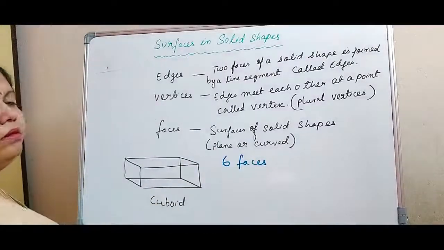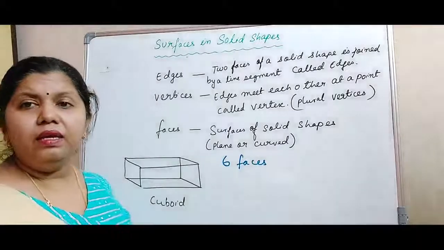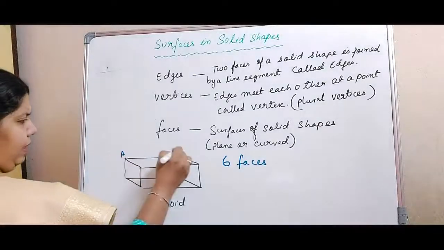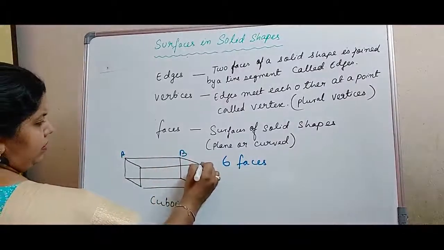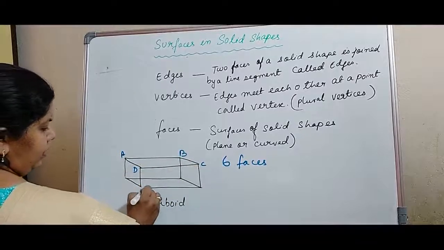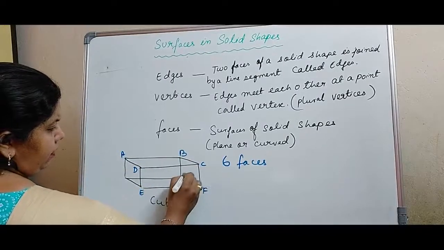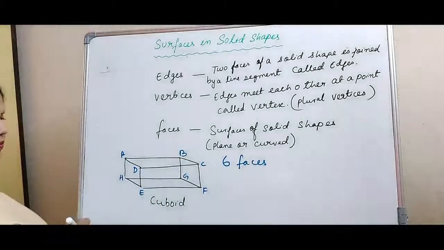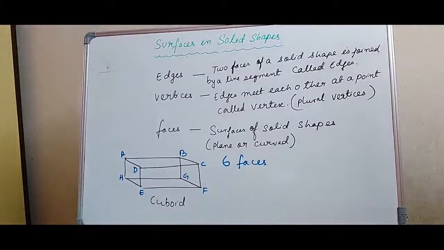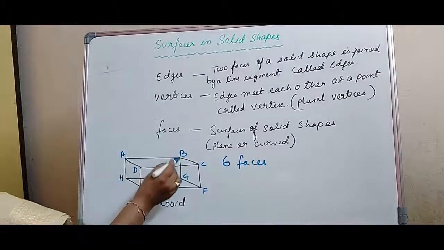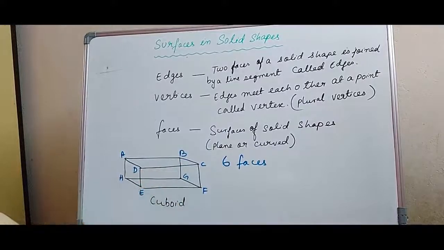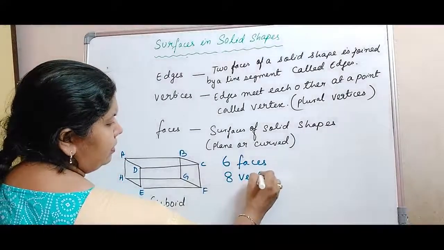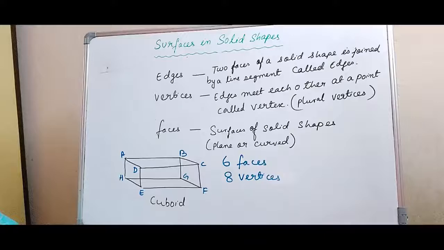Now how many vertices are there in this figure? So we have to label it. This is A, B, C, D, E, F, G, H. So if you count, you will get how many? 1, 2, 3, 4, 5, 6, 7, 8. So we have got 8 vertices in this figure, in this solid shape.